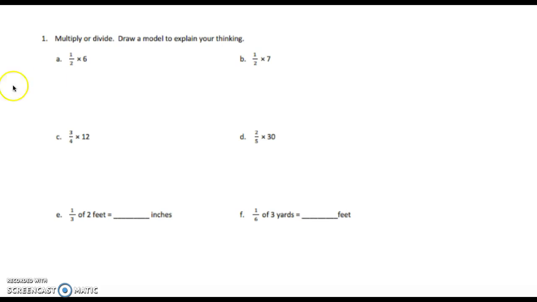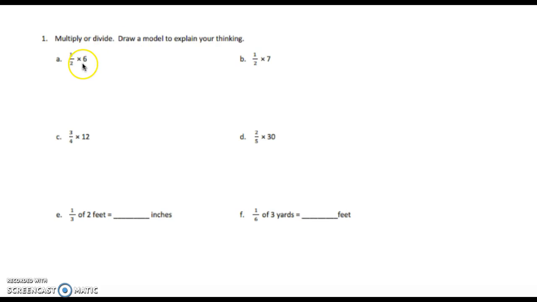This is question number 1. You can see the directions say multiply or divide. Draw a model to explain your thinking. So we've talked about lots of different ways to solve these. We have to visually express our answer here. I want to point out a couple of things about this.